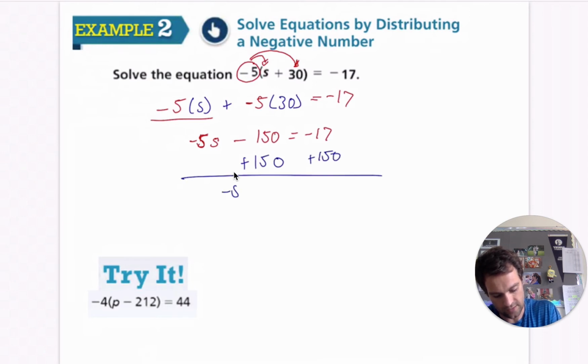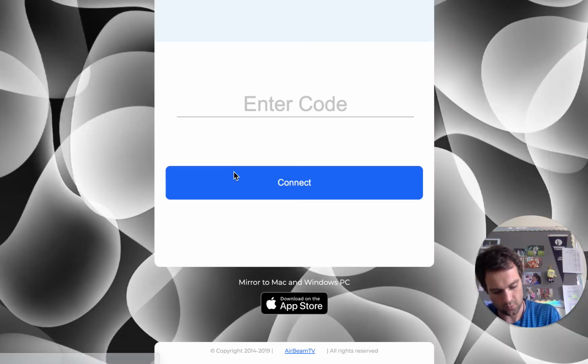So -5s equals 133. So divide both sides by -5. So s is equal to 133 divided by 5 gives us, oh my.